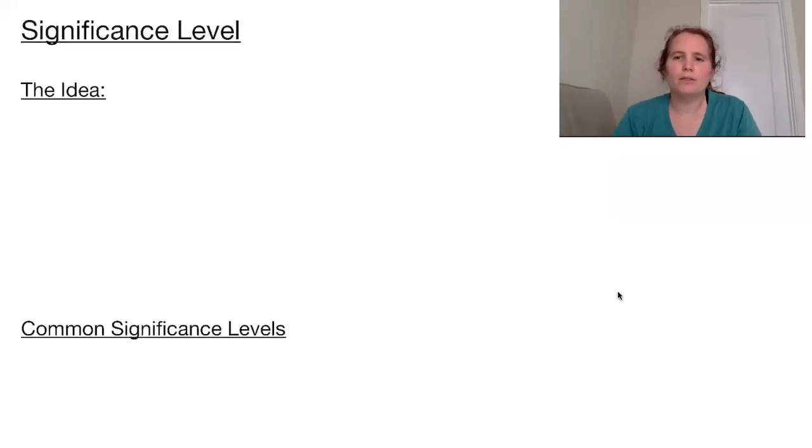And welcome to significance level. So the idea here is at the end of a hypothesis test, we make the decision as to whether a sample result is surprising or not. And the significance level is where we put the cutoff for what is surprising and what is not.